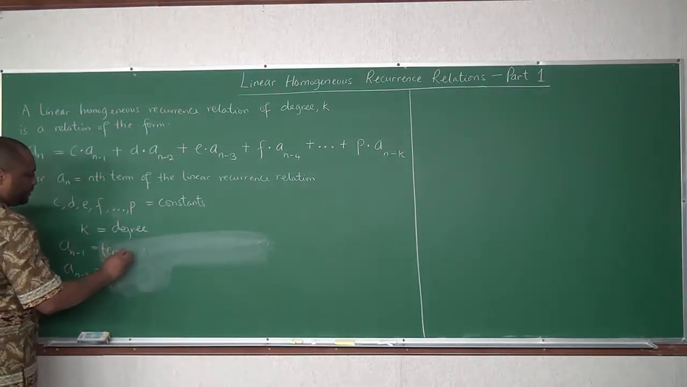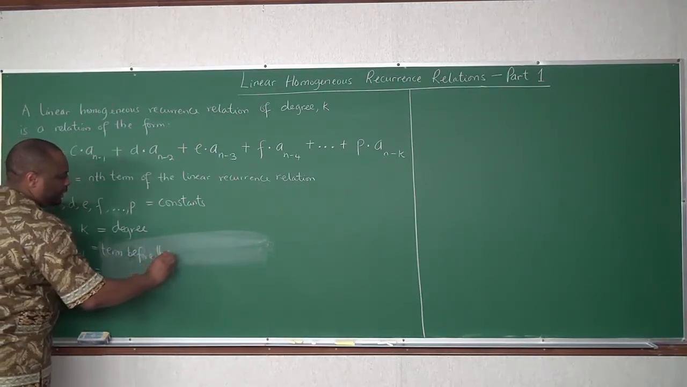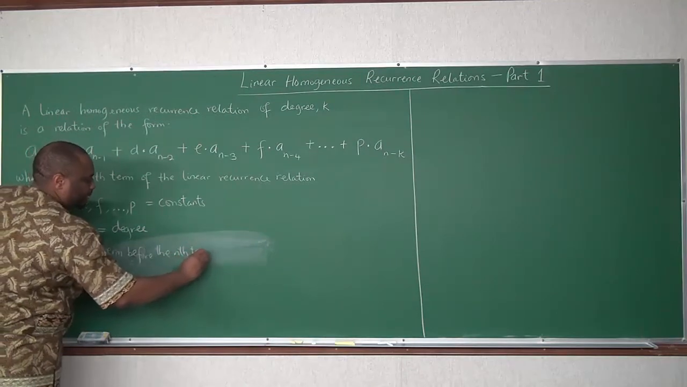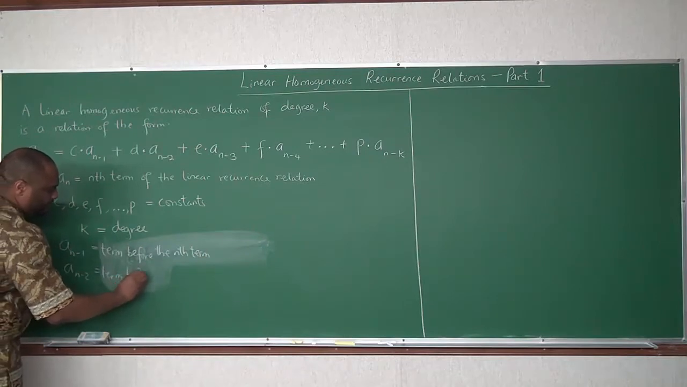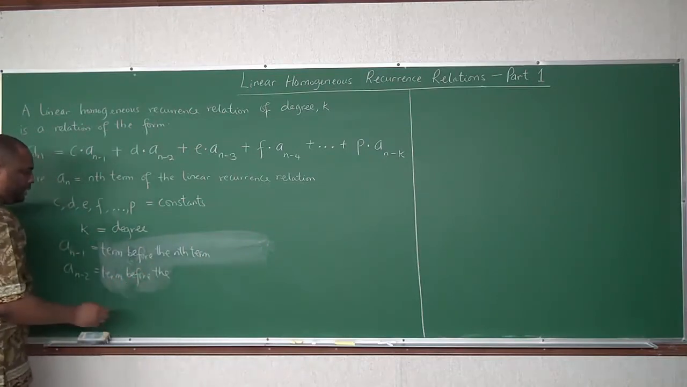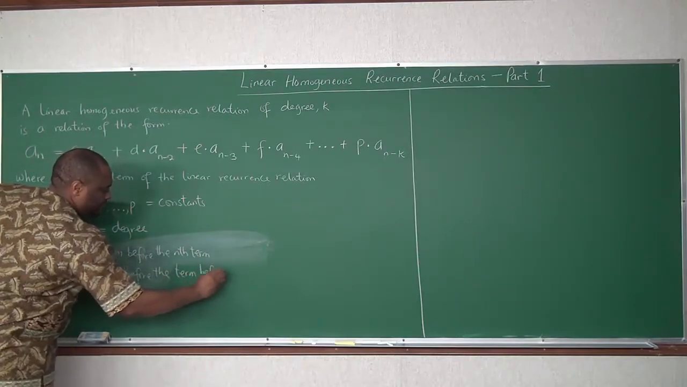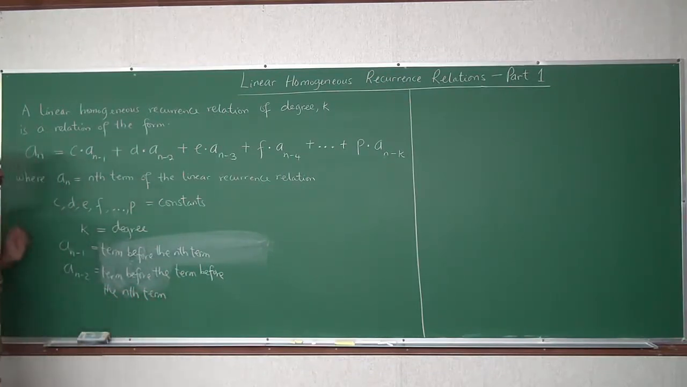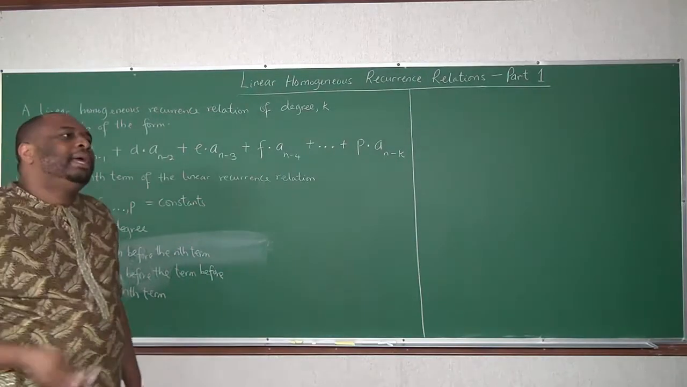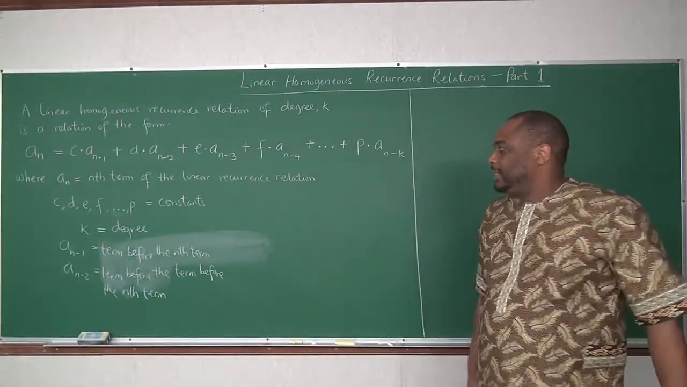Term before the nth term. And then this will be term before the term before the nth term. So term before the nth term. And that is the way it goes. That's just the way it goes. It's recursion. It's a recursive sequence.